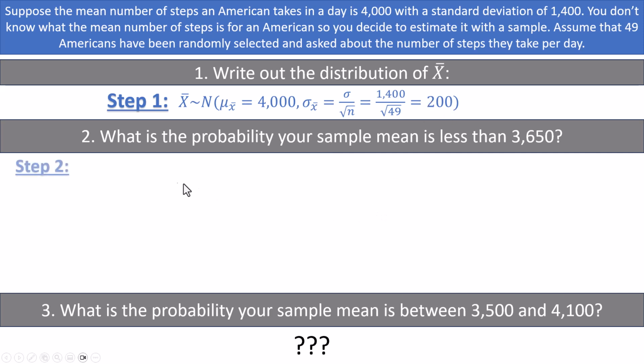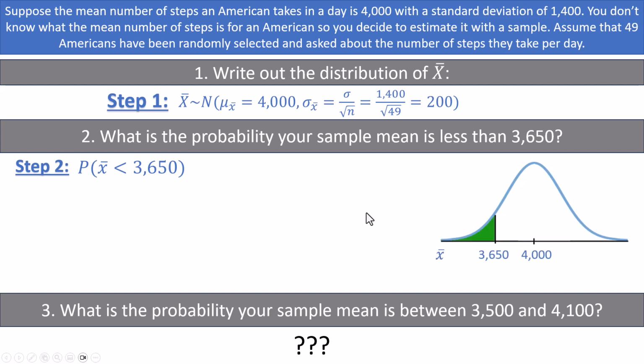The second question asks us, what's the probability that your sample mean is less than 3,650? So this is kind of like step 1 of a problem type number 3. And now we're going to be on step 2 for this part right here. So we're trying to find the chance that our sample mean is less than 3,650. So we could draw that out on our distribution. It's going to look something like this. 4,000 is going to be in the middle. 3,650 is going to be somewhere to the left, and we're shading the area to the left of that.